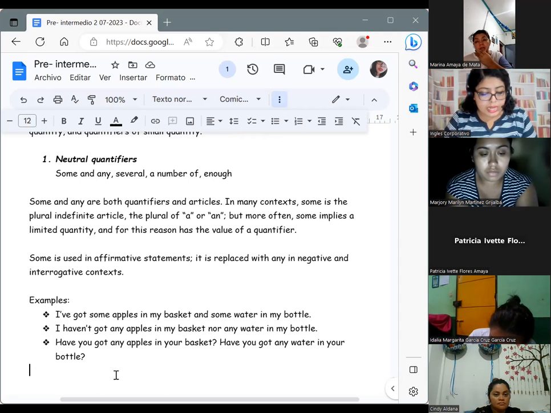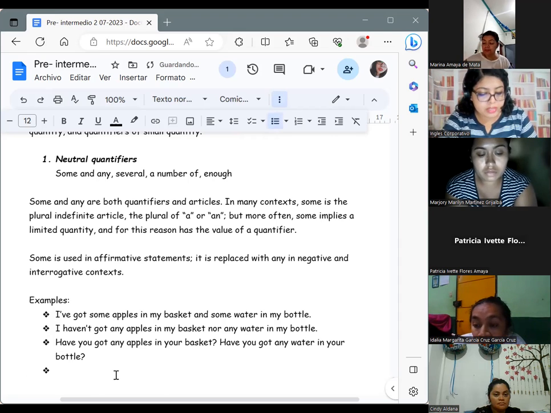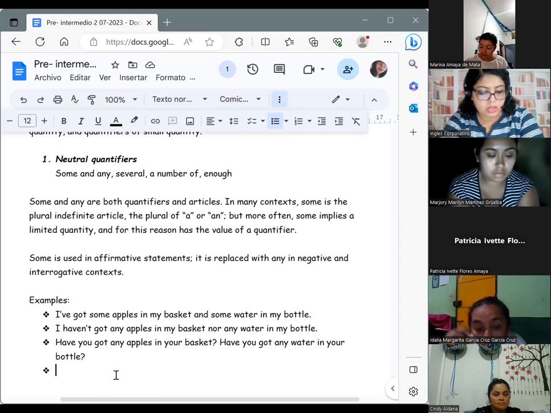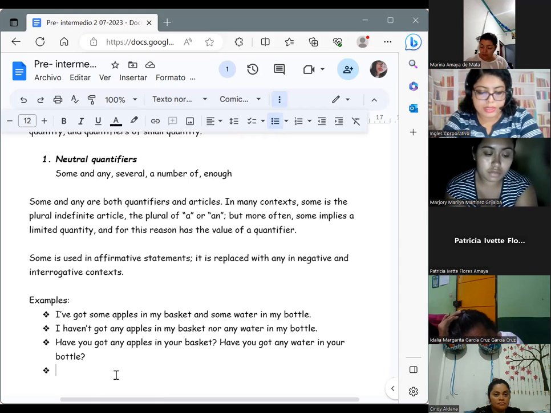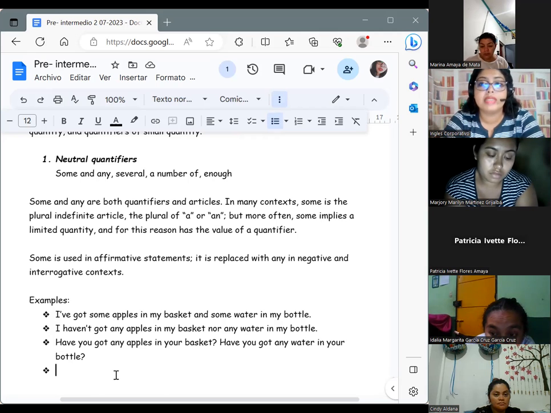Now, in the last one, we have another positive sentence. Or in this case, we have an affirmative statement and the other one is a question. So in this one, it says, we had some visitors last weekend, but we didn't have any this weekend. In this sentence, we have two different forms. One is positive and the second part of the same statement is negative.